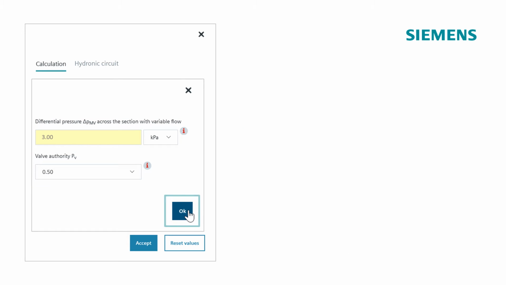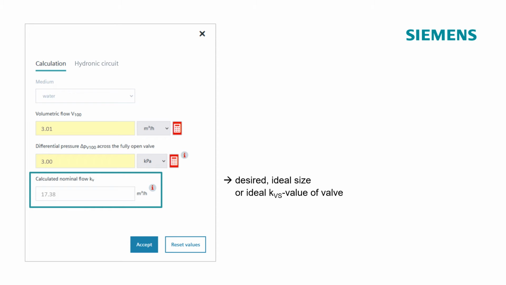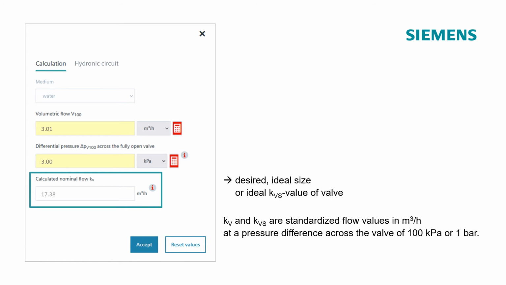Click OK to take the entries over into the calculation. Based on the volumetric flow and the desired pressure difference across the valve, delta PV100, the calculated nominal flow kV is determined. This means the desired or ideal size or the ideal kVS value of the valve. The kV value, and also the kVS values, are standardized flow values at a pressure difference across the valve of 100 kPa or 1 bar. Click Accept. By doing so, the calculations are being finalized and the selection of applicable control valves will be further limited based on that.